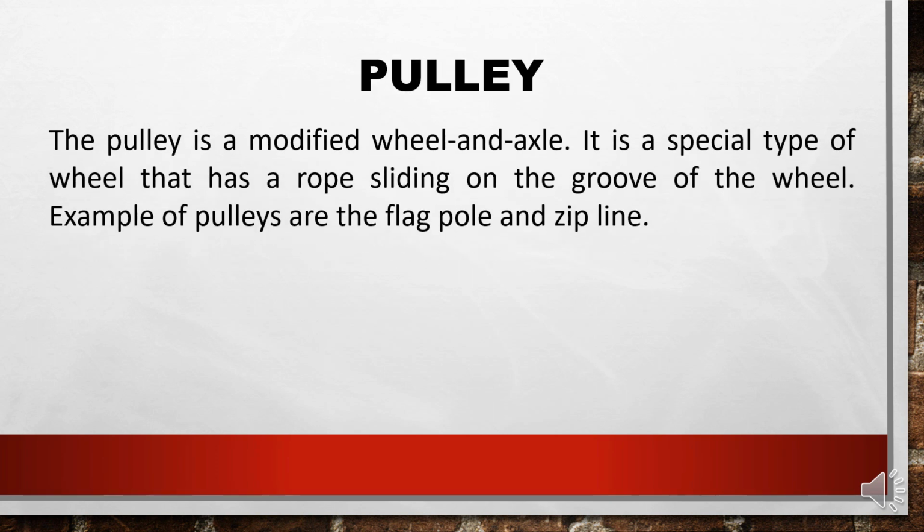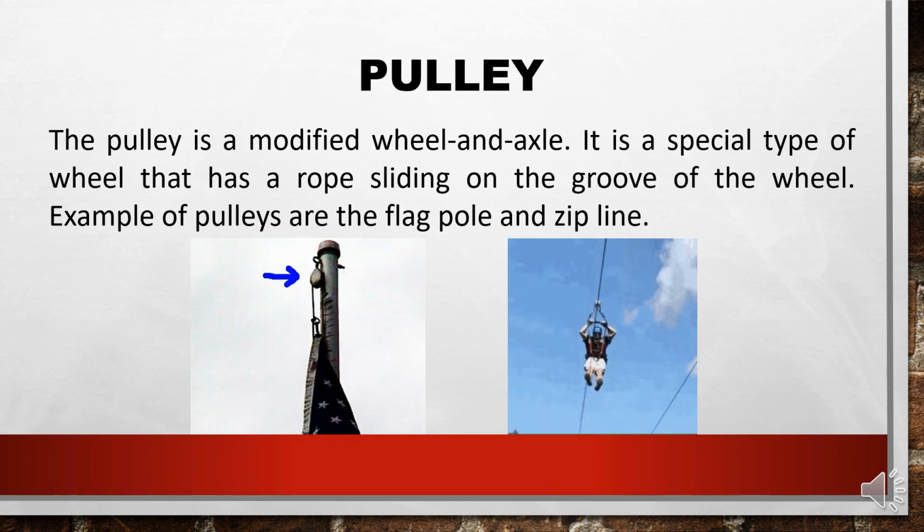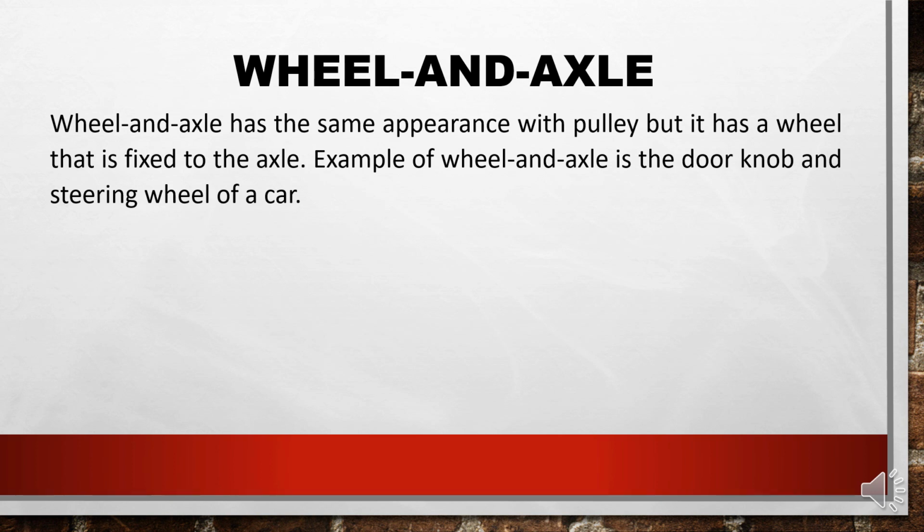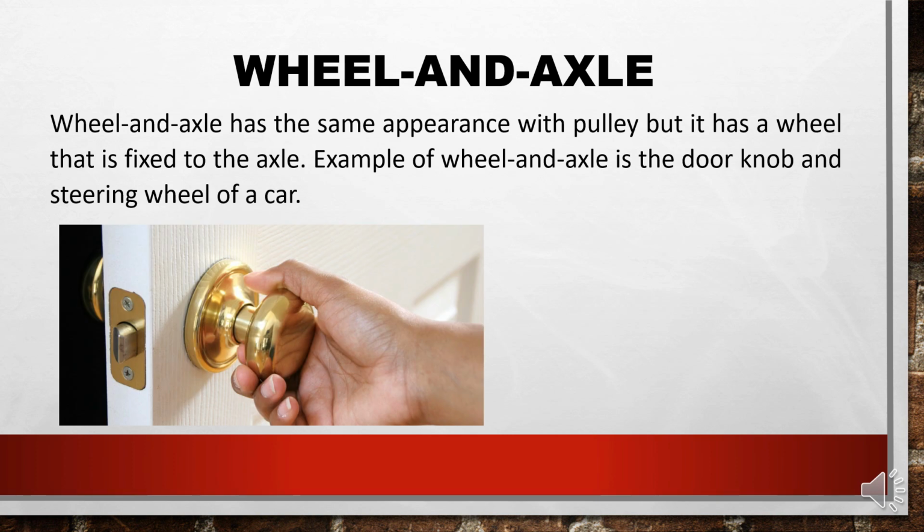Another kind of simple machine is pulley. The pulley is a modified wheel and axle. It is a special type of wheel that has a rope sliding on the groove of the wheel. Examples of pulleys are the flagpole and zip line. And lastly, we have the wheel and axle. Wheel and axle has the same appearance with pulley, but it has a wheel that is fixed to an axle. Examples of wheel and axle are the doorknob and the steering wheel of a car.